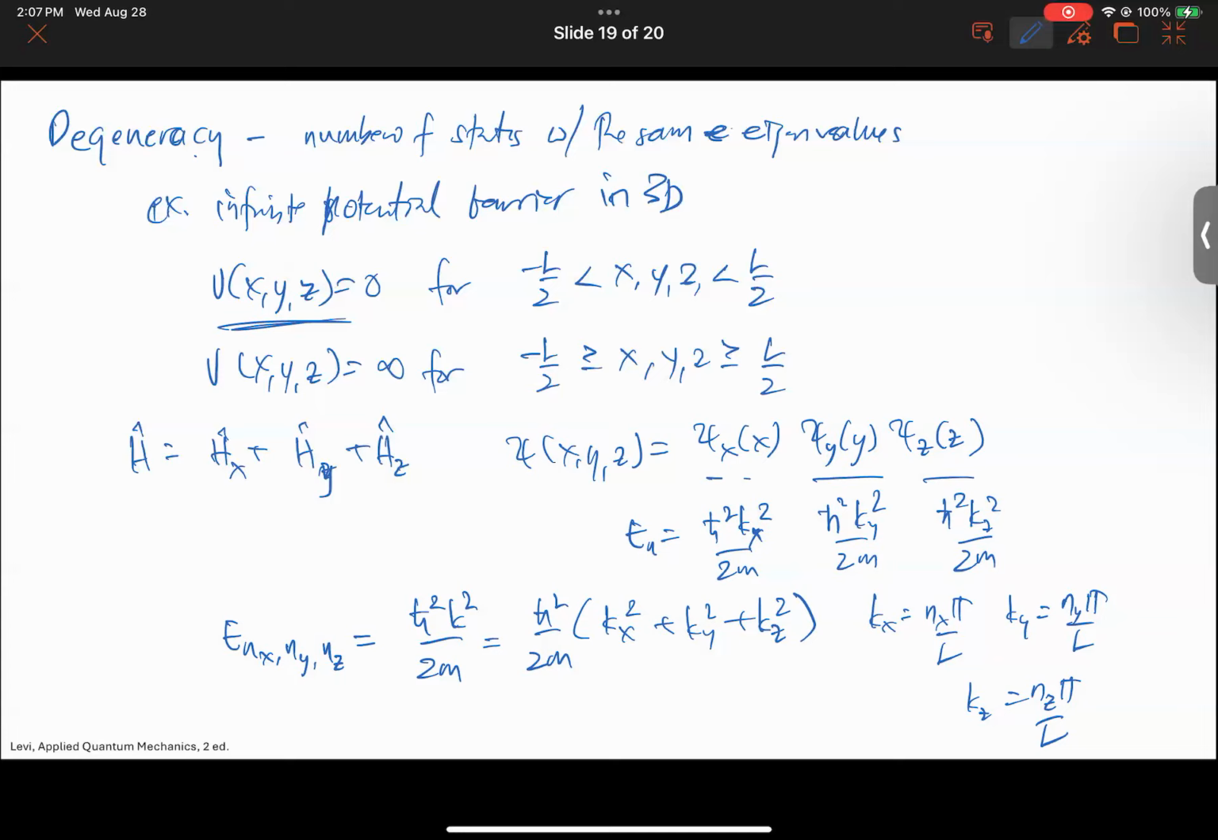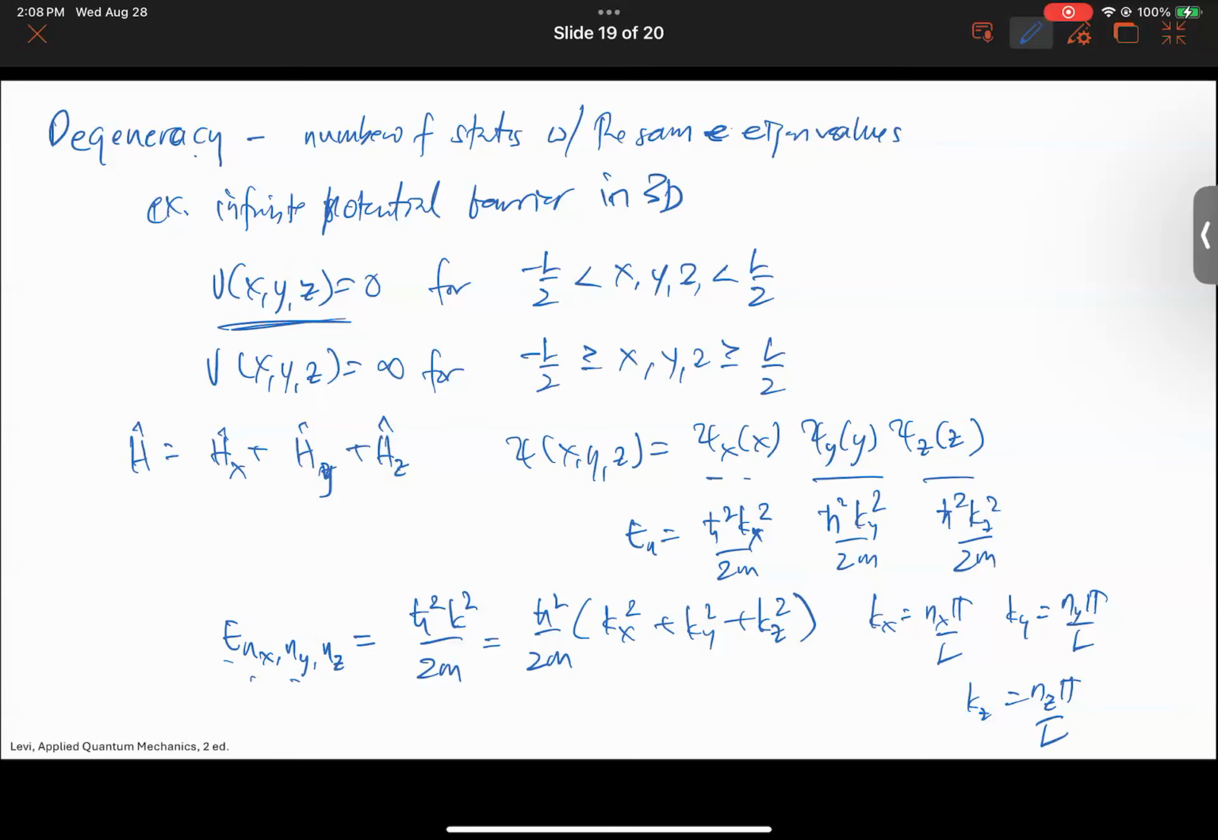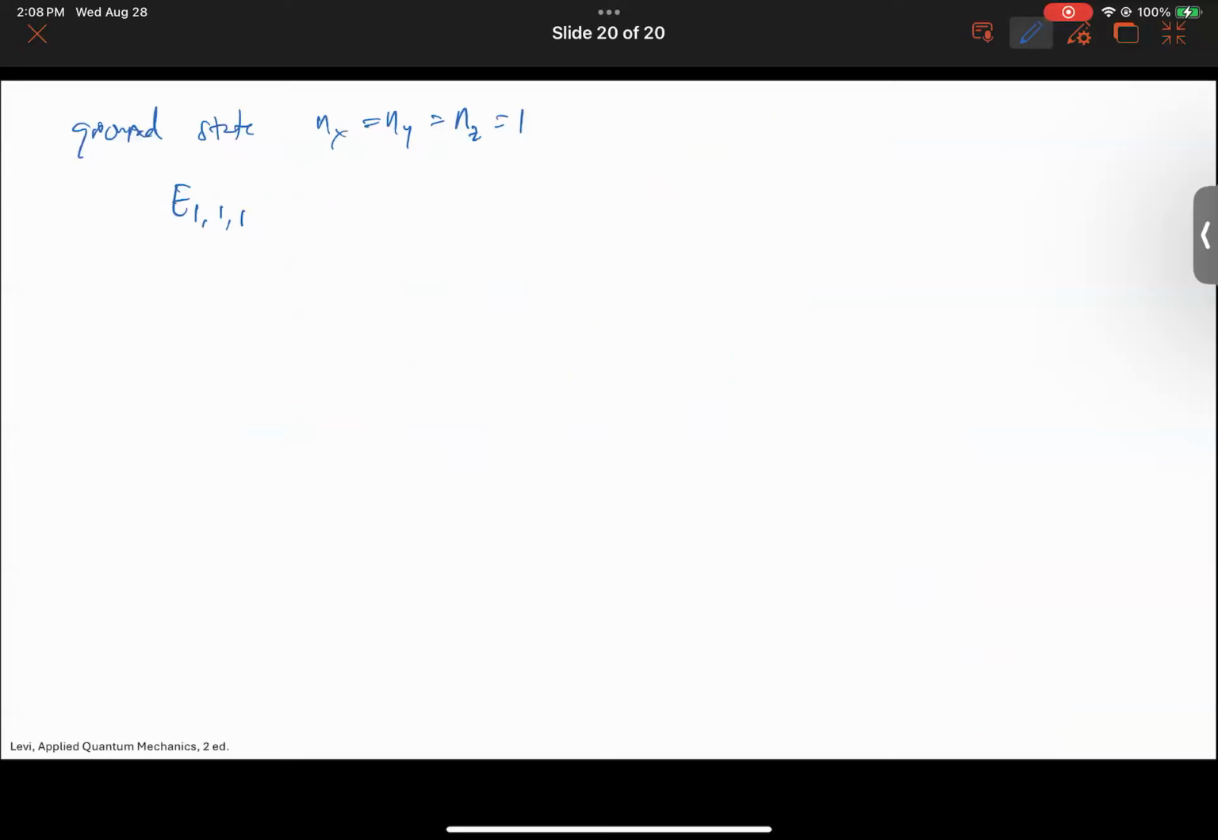Of course, the ground state here is when nx equals ny equals nz equals 1. So E111 equals 3 h bar squared pi squared over 2 m L squared. Now, this state has only one eigenvalue, and it is the only state with that eigenvalue.